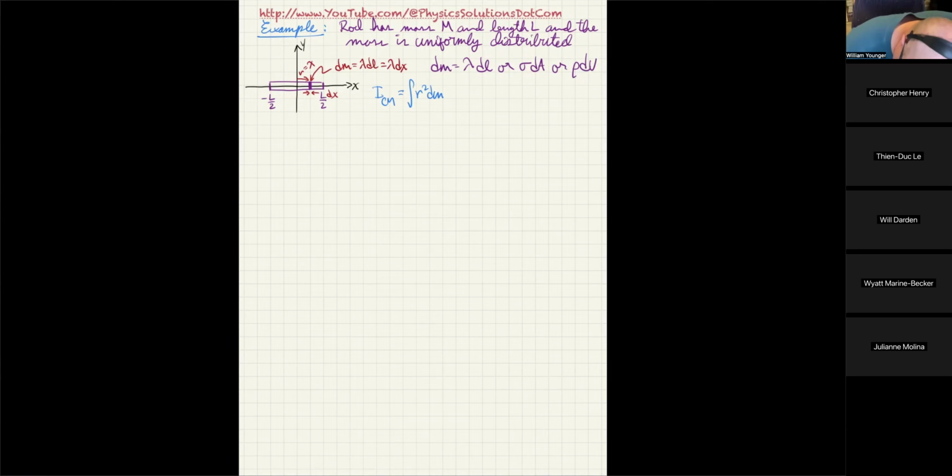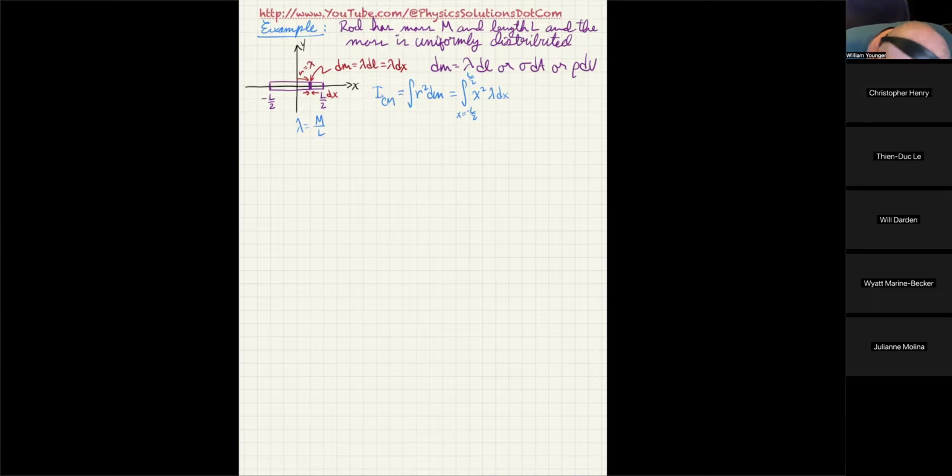Now I have everything I need. I can go ahead and write that this is going to be the integral from x equals negative L over 2 to L over 2. The r squared is x squared, and the dm is lambda times dx. And I should say that lambda is just the mass divided by the length. That's the beauty of uniform things. You could just take the total mass and divide it by the total length in the case of lambda. In the case of sigma, you take the total mass divided by the total area. In the case of rho, you take the total mass divided by the total volume.